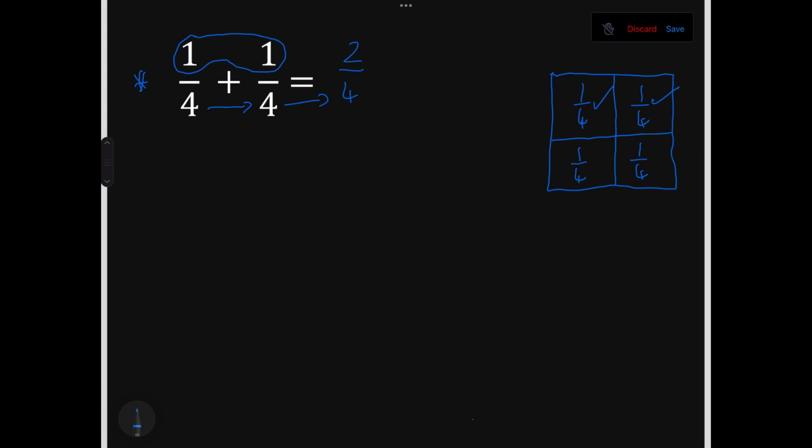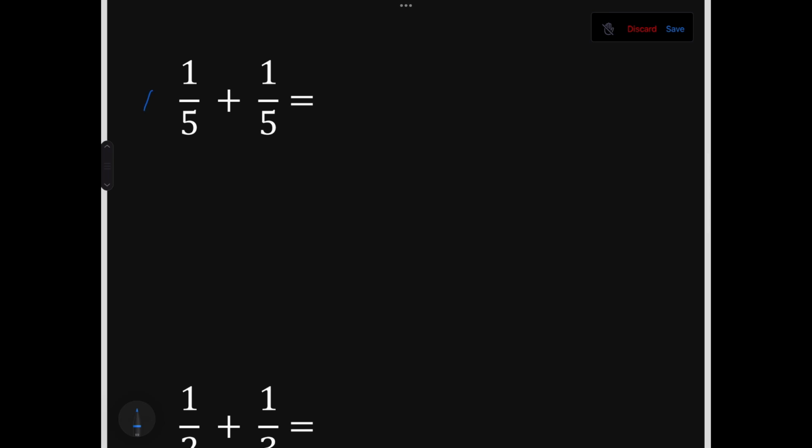Now, what I want you to note as well is that we can simplify the fraction. So we divide both the numerator and the denominator by 2, and that gives us 1 over 2. So that's what we can do. That's a simplified answer. But I want you to note that this is how we add fractions. Okay, the following example you can do and post your answer in the comments.